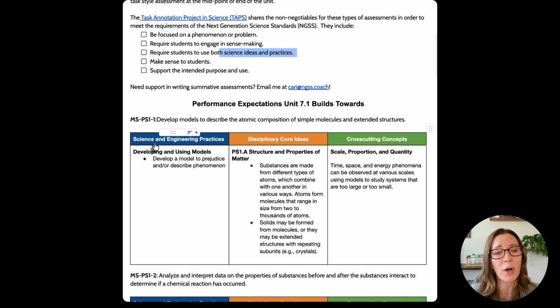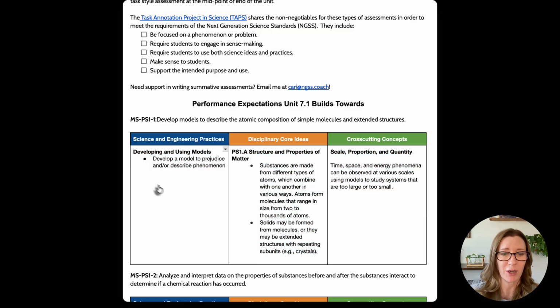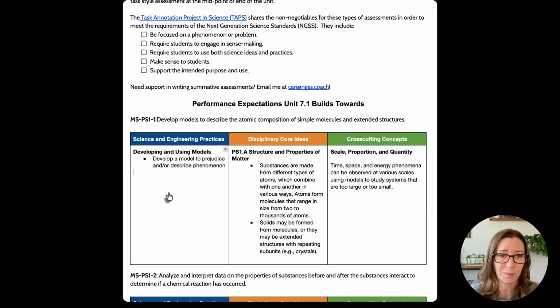So that would be sense making. You would want your questions to hit all three of these dimensions right here. However, that can be hard in a single question, especially if they're multiple choice, making three-dimensional questions. So one thing I do with teachers is we make question sets. A question set altogether will be three-dimensional. Maybe the first question has to do with modeling and science ideas, and the second question has to do with thinking about science ideas through the lens of a cross-cutting concept. But all the questions together are considered a question set that will be three-dimensional.